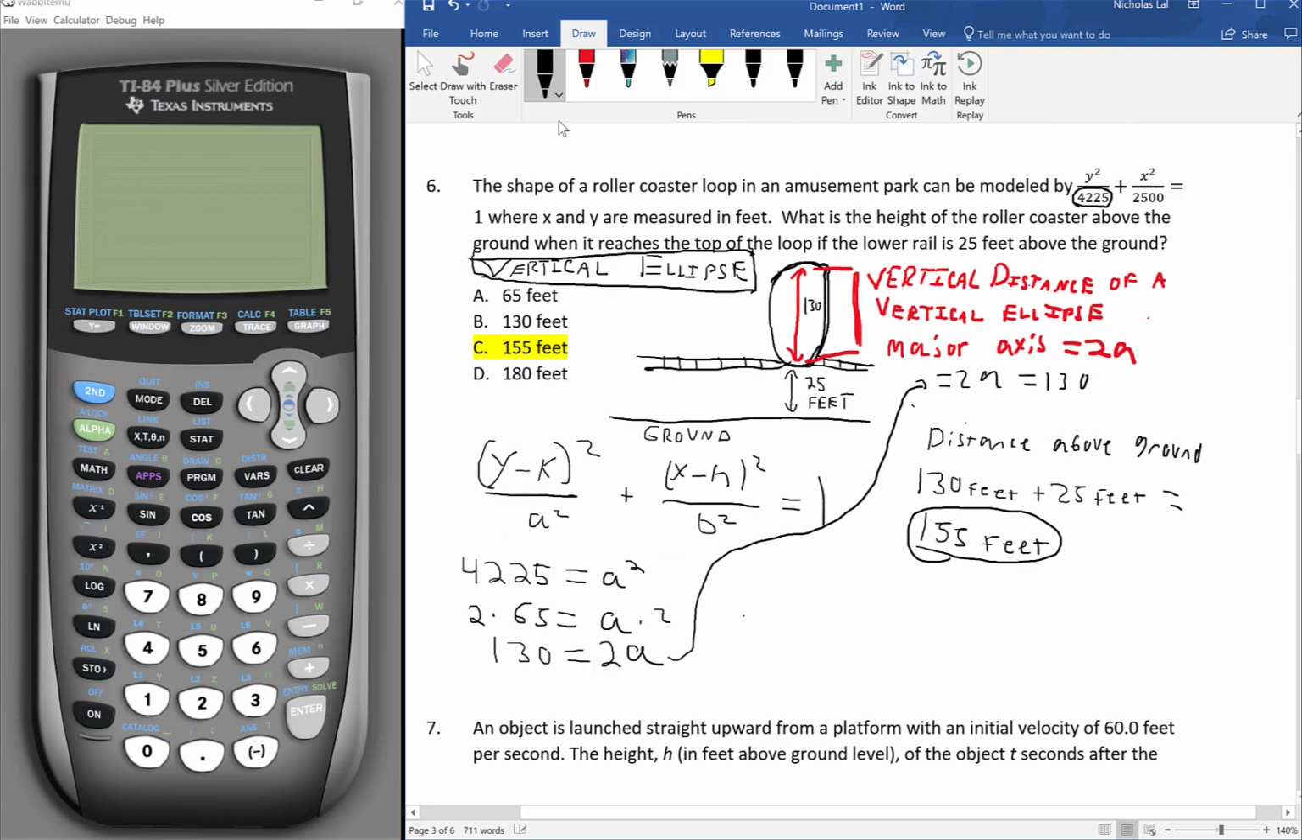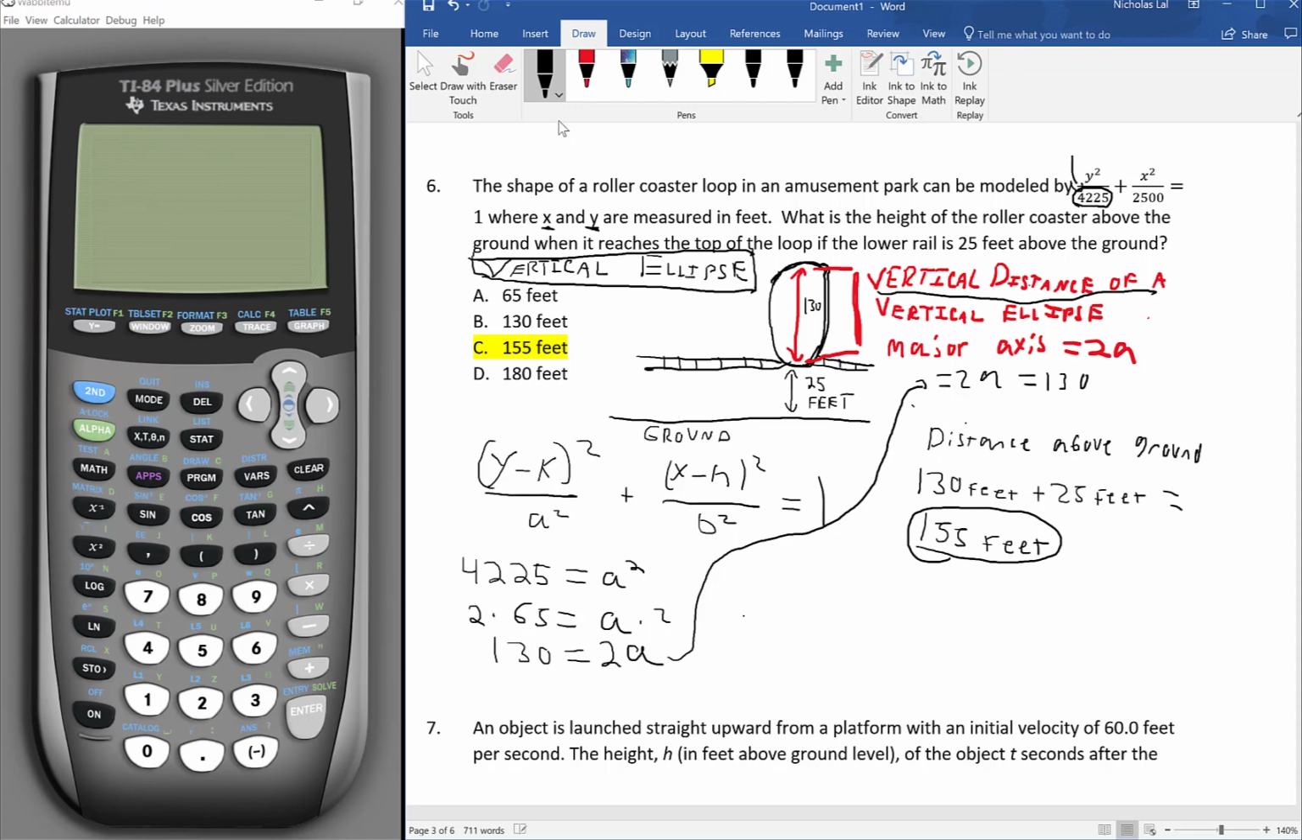For problem 6, the shape of a roller coaster loop in an amusement park can be modeled by the equation y squared over 4,225 plus x squared over 2,500 is equal to 1, where x and y are measured in feet. What is the height of the roller coaster above the ground when it reaches the top of the loop if the lower rail is 25 feet above the ground? This indicates a vertical ellipse. And so the vertical distance of a vertical ellipse is 2a. The reason why we know this is a vertical ellipse is because the denominator is larger under the y term.